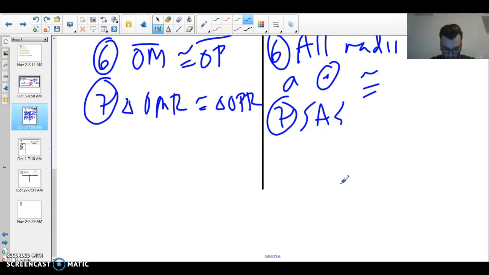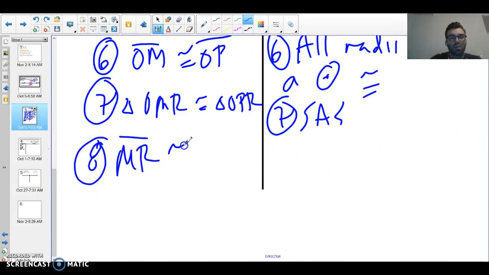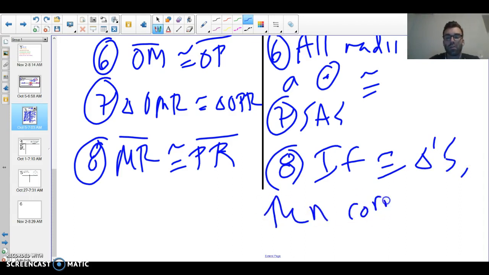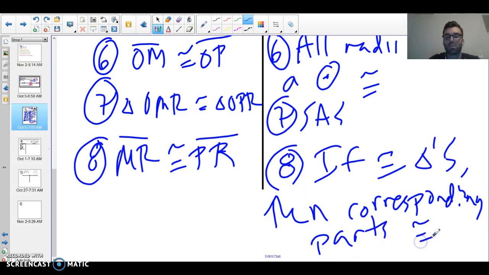And then I want to prove that MR is congruent to PR. So I would say MR congruent to PR. And that's because if congruent triangles, then corresponding parts congruent. Boom. Done with the first one.